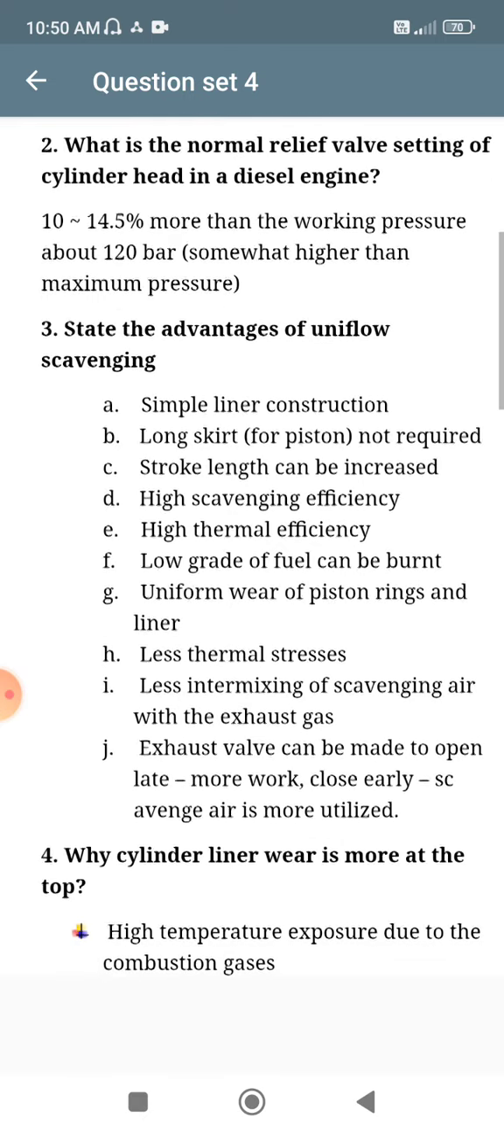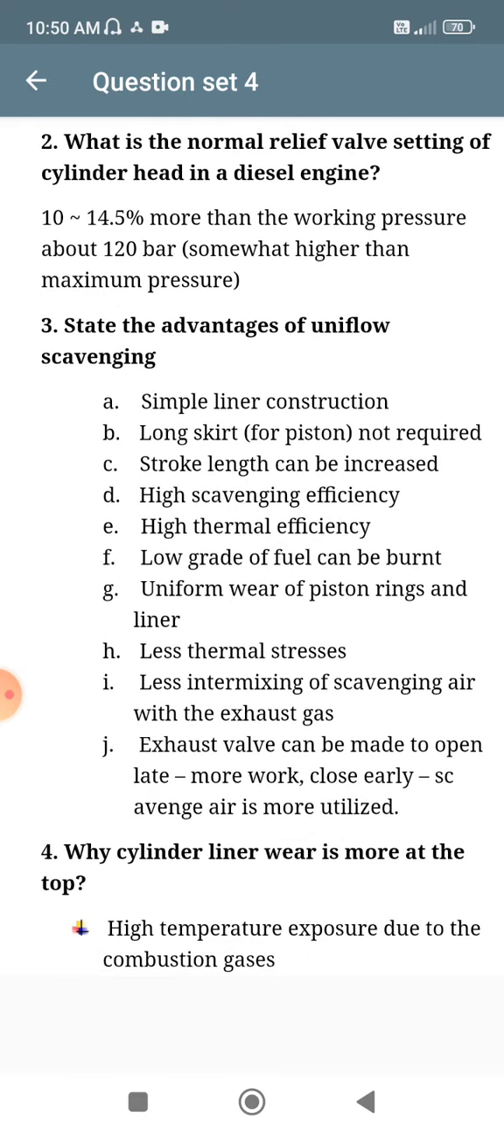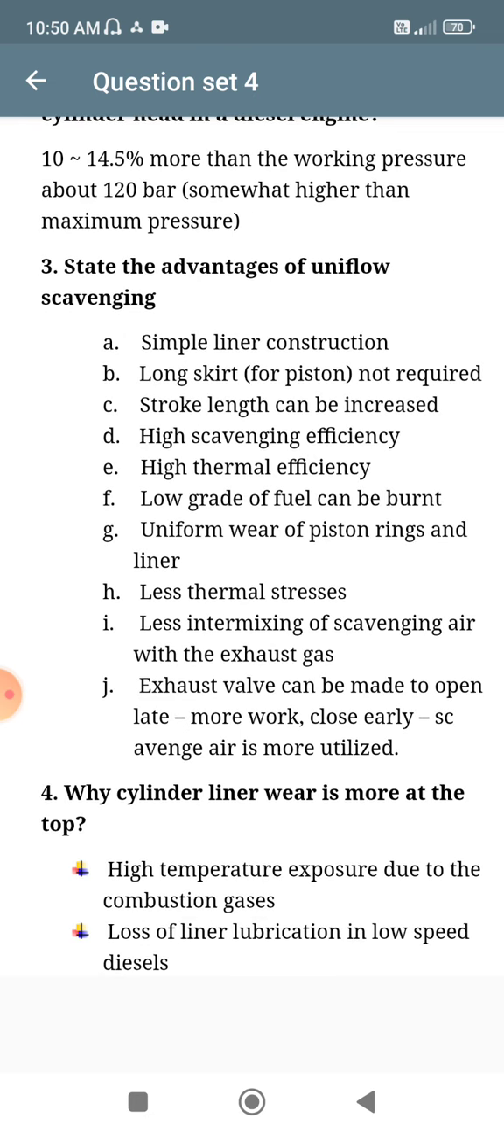Then you know that in a ship we use uniflow scavenging. It is mostly in two-stroke engines. So what are the advantages of uniflow scavenging? Simple liner construction, longer skirt for piston is not required, stroke length can be increased, high scavenging efficiency and high thermal efficiency, low grade of fuel can be burnt, uniform wear of piston ring and liner, less thermal stress, less intermixing of scavenging air with exhaust gas. Exhaust valve can be made to open late, more work, close early, scavenge air is more utilized.